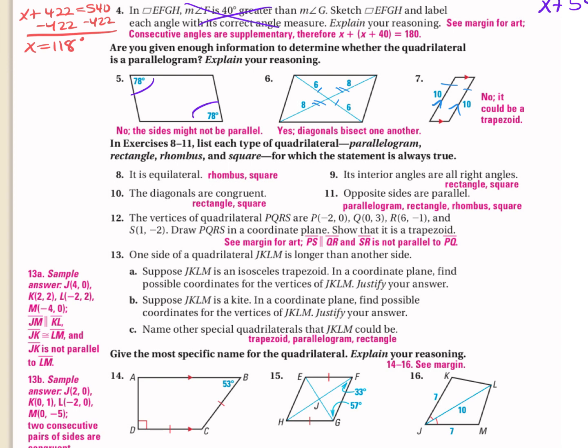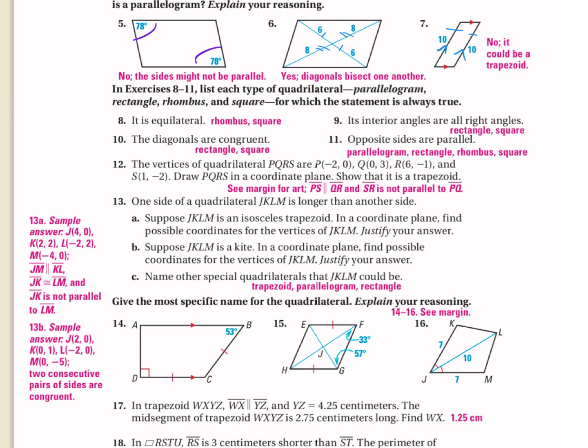And then opposite sides are parallel. That was that whole flow chart I showed you. Remember that by definition, opposite sides are parallel for a parallelogram. And then we also know that all rectangles, squares, and rhombuses by definition are parallelograms, so all 4. All right, so you don't have to do this one as well. And then here it says one side of a quadrilateral JKLM is longer than another side. And it says suppose, okay, so you don't have to do this one either.